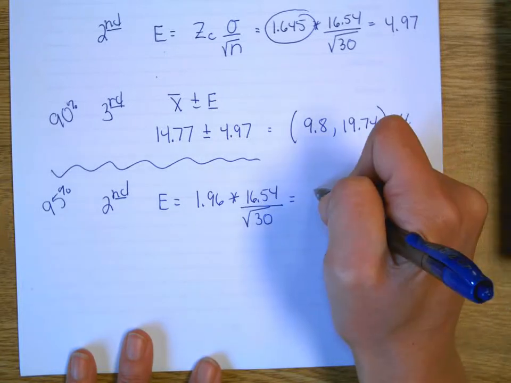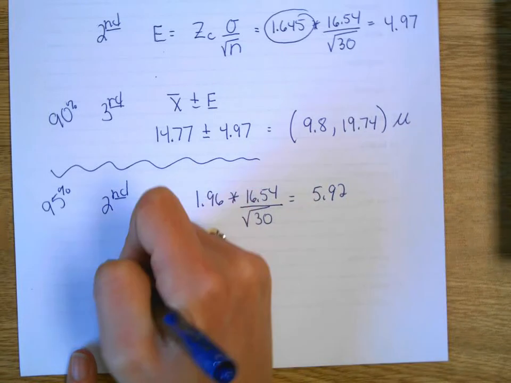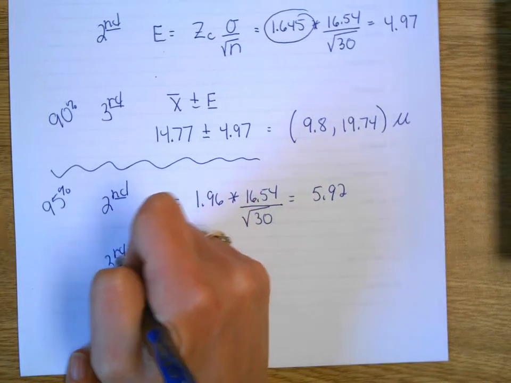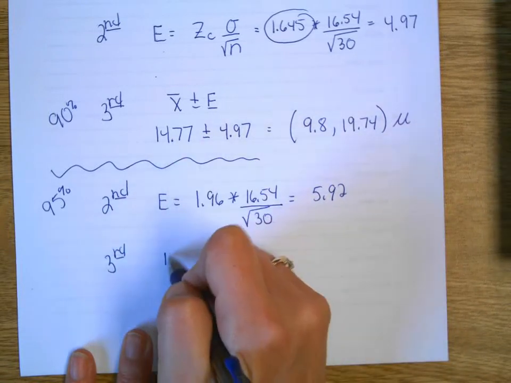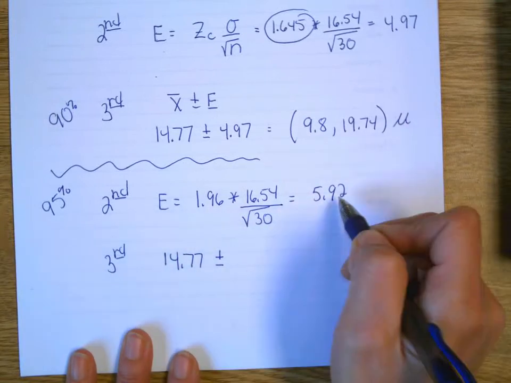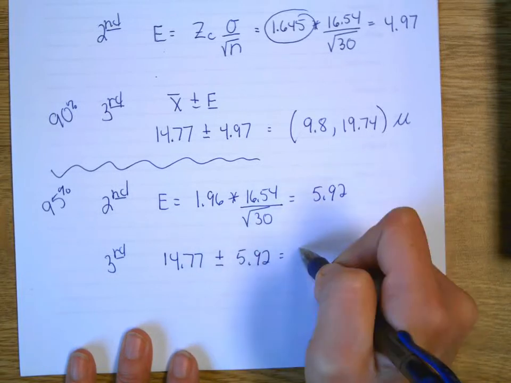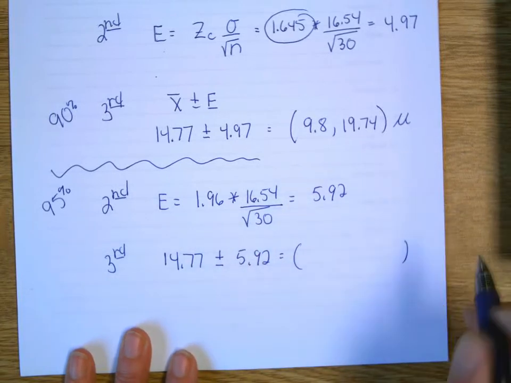What'd you get here? 5.92. So now our interval then, take your average of 14.77, add and subtract that new error, 5.92, to get a new interval which is going to be wider.